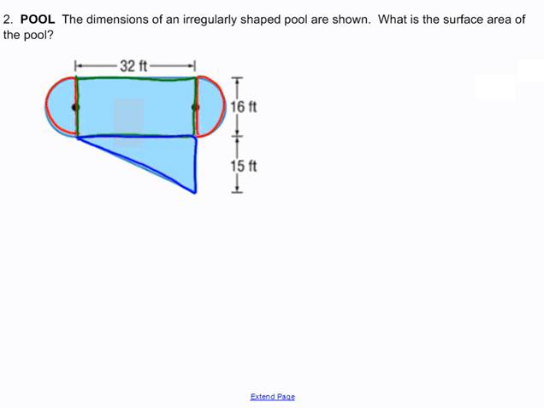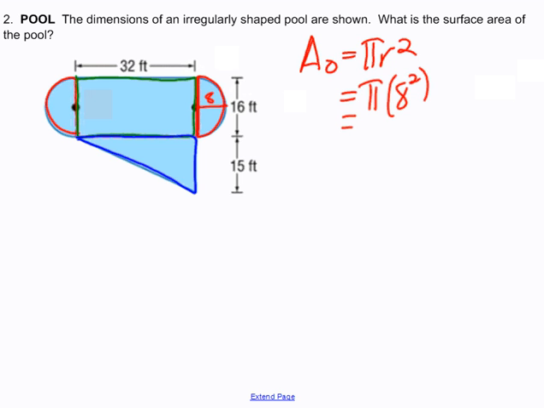So again, the area of a circle is pi r squared. And we see that the diameter is 16. So the radius is going to be 8. So we have one circle at pi r squared, 8 squared, and that equals 201.1 feet squared.